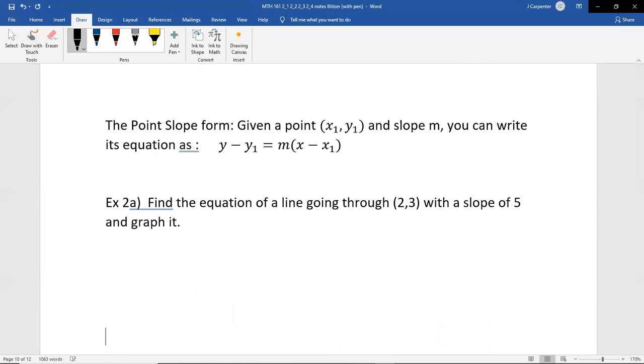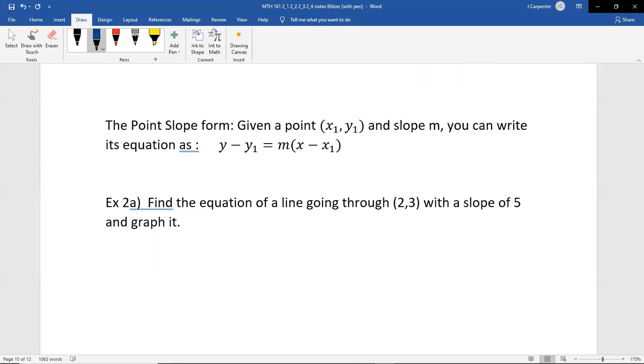All right. So for example 2, and this is A, we are going to write the equation of a line, or find the equation of a line, going through the point (2, 3) with a slope of 5, and then after we do that, we're going to graph it. Now there are many different ways to graph lines. We will be going over several of those methods today and maybe next class, if not just today. And in general, I'm not going to care how you graph your lines. My math lab might care if it says to use a specific method, but usually they don't care for this level.